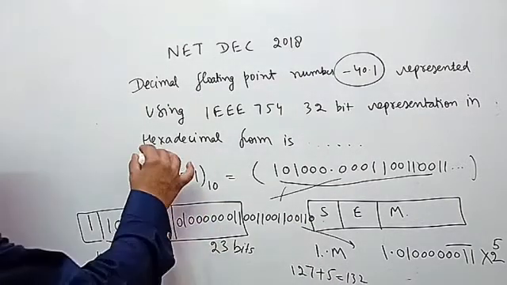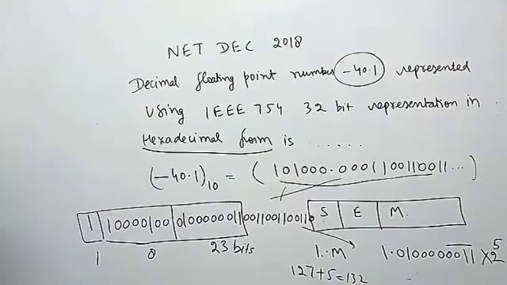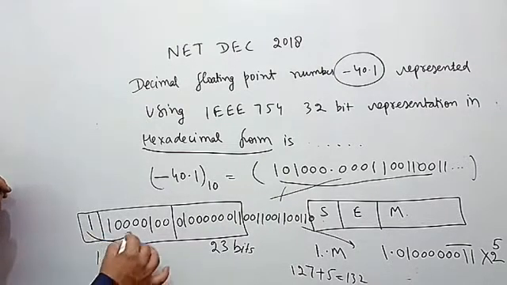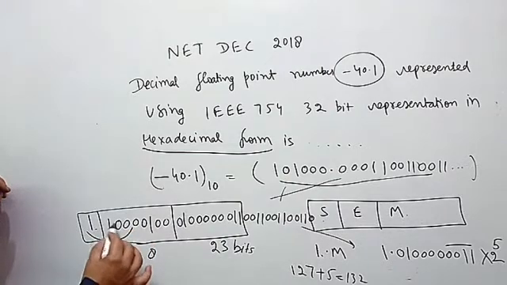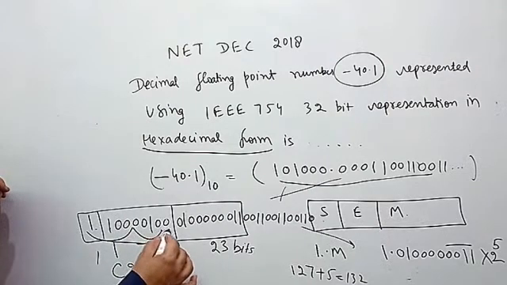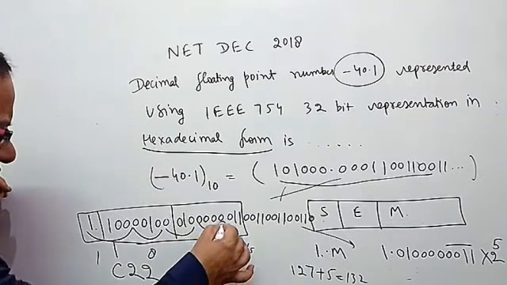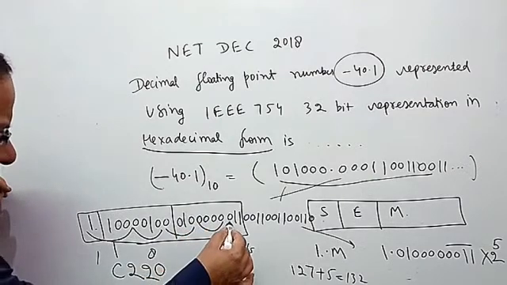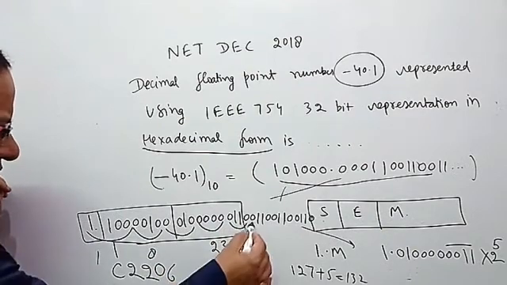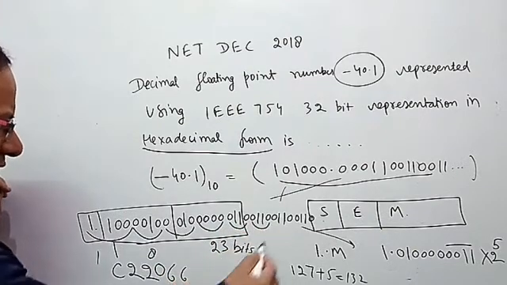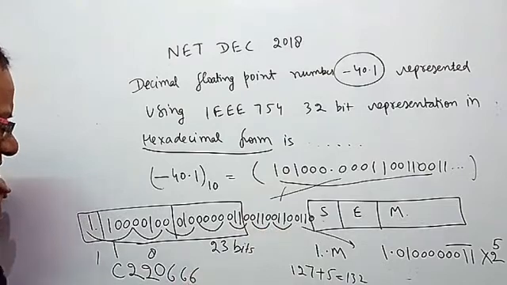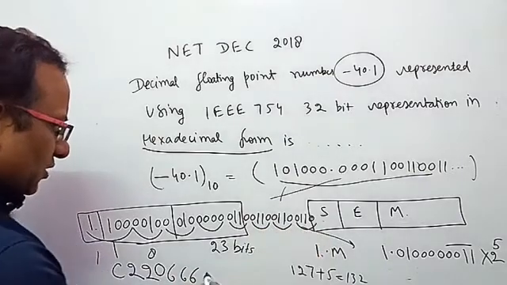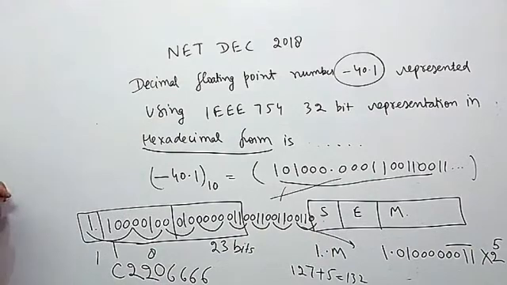Now we have to convert this into hexadecimal form. So let's make groups of 4 from the left side. 1, 1, 0, 0 is C. 0, 0, 1, 0 is 2 in hexadecimal. 0, 0, 1, 0 again is 2. 0, 0, 0, 0 is 0. 0, 1, 1, 0 is 6. Again 0, 1, 1, 0 is 6, again 6, and finally 0, 1, 1, 0 is also 6. So this is the hexadecimal number.